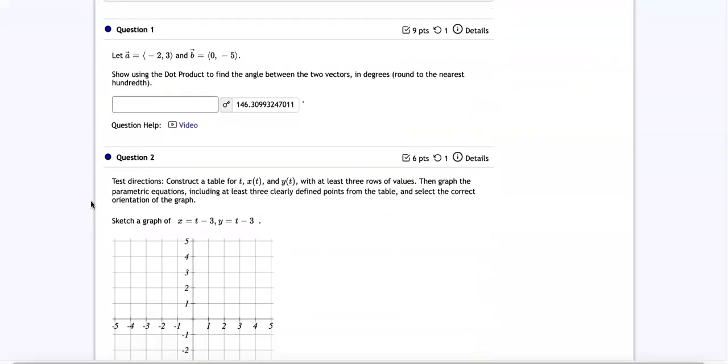Question number 1, using the dot product, find the angle between the two vectors in degrees. So here's the formula that you're going to want to use. Go ahead and write down the formula for the test, and then also show A dot B. So in your work, do include the formula, and also include the dot product. The dot product is going to be -2 times 0 plus 3 times -5, like this.